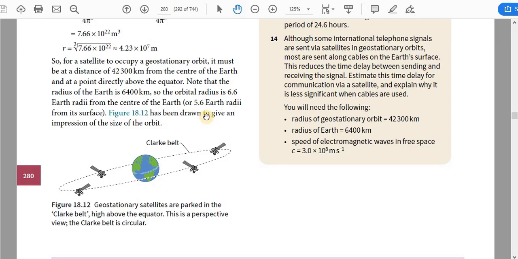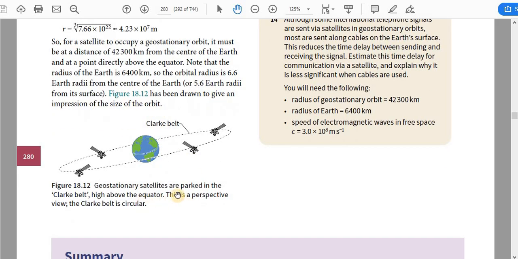Okay, figure 8.12 has been drawn to give an impression of the size of the orbit. Geostationary satellites are parked. Now you see, this is the equator. Here you can see it's shown. They are parked in the Clarke belt, high above the equator. This is a perspective view. The Clarke belt is circular.